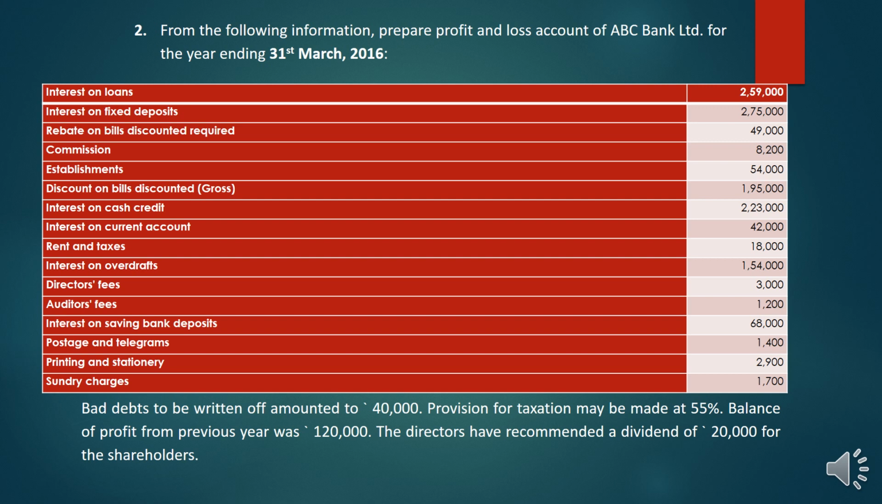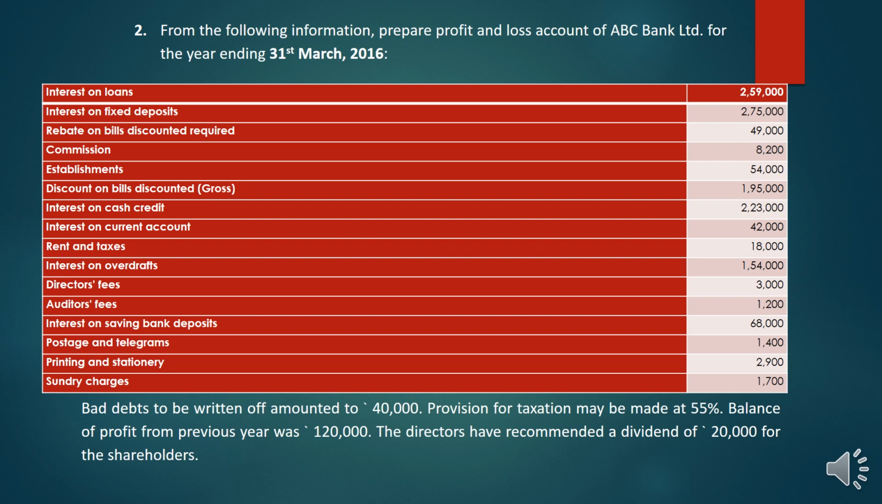Next problem. From the following information, prepare profit and loss account of ABC Bank Limited for the year ending 31st March 2016. Here also we need to prepare only profit and loss account. First item, interest on loans. Interest on loan. Interest earned, schedule number 13.